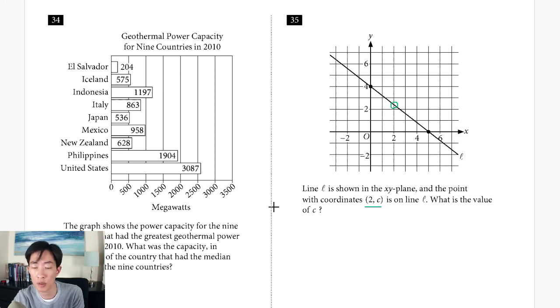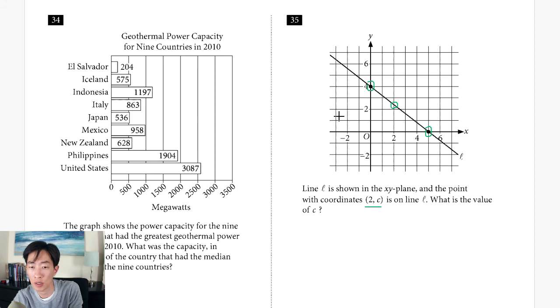Now what's the best strategy? When I'm looking at this, what I'm seeing is that this line has a definite y-intercept and a definite point over here where it intercepts the x-axis. So if I know the y-intercept and I have another point, I can easily get the slope, which means I can get the equation of the line. And then if I have the equation of the line, I can plug in this and get C. So that's going to be our strategy.